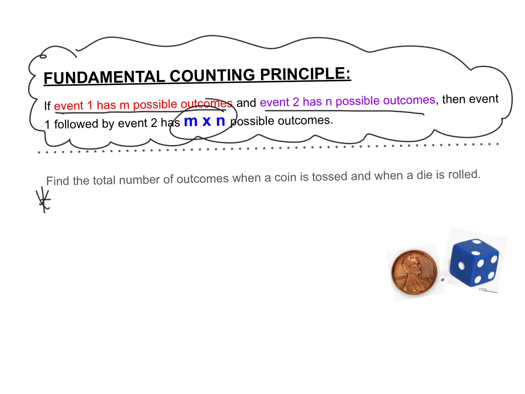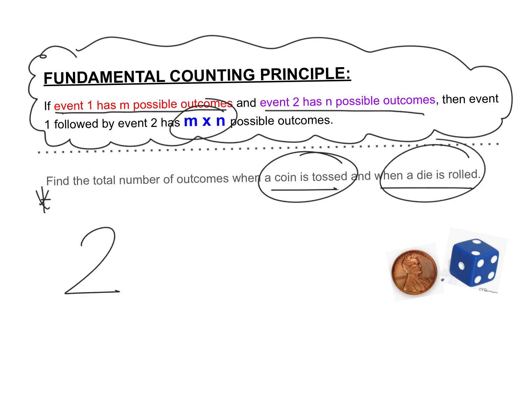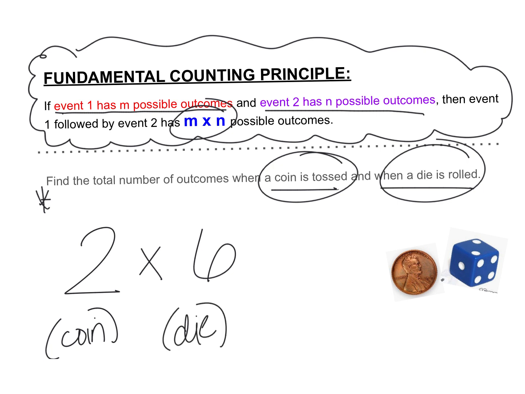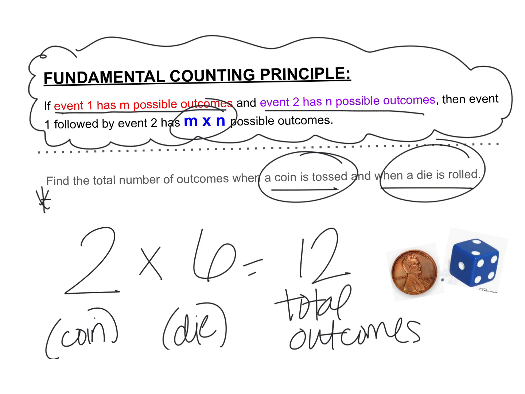Find the total number of outcomes when a coin is tossed and when a die is rolled. So if a coin is tossed, we have two possible outcomes, either heads or tails. If a die is rolled, we have 6 possible outcomes, right? 1, 2, 3, 4, 5, or 6. And then we multiply those together. So this is my coin outcomes. This is my die outcomes. So 2 times 6 would be 12 total possible outcomes. A little bit easier than doing the tree diagram that way.